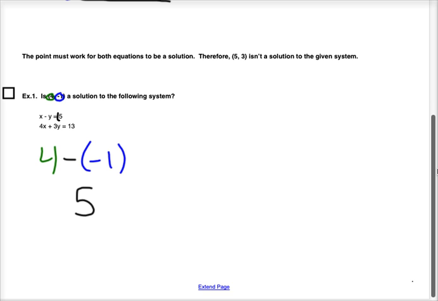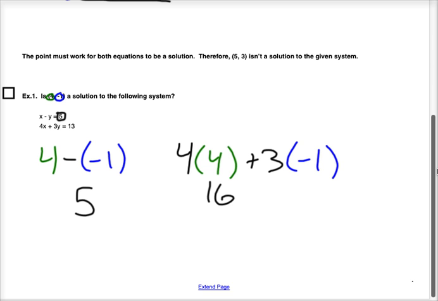So if you look at the first one, it does end up working. You actually got the 5 that you were supposed to. Now, look at the flip side of this, the second equation. So we have 4 times x, so 4 times 4, plus 3 times y, so 3 times -1. And once again, let's check to see if this works. 4 times 4 gives me 16. 3 times -1 gives me -3. 16 minus 3 gives me 13.